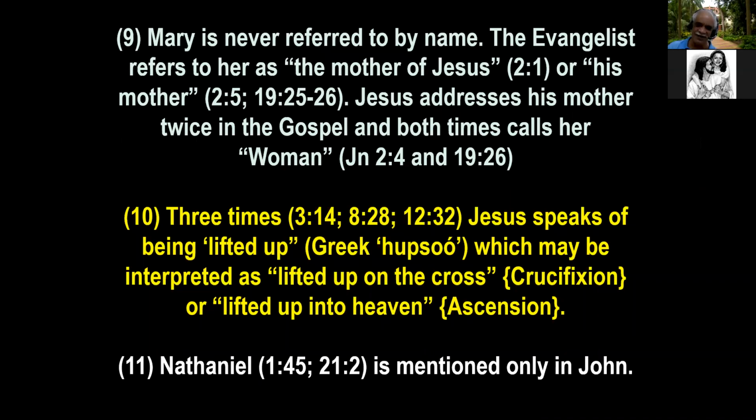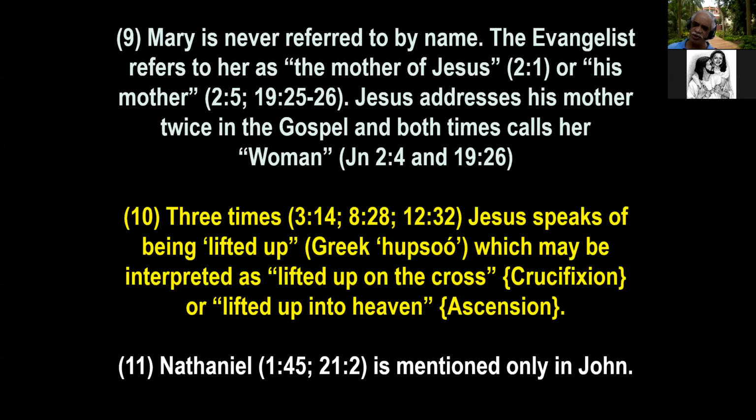The character Nathanael is mentioned only by the Gospel of John. Once at the beginning of the Gospel, when Jesus identifies him as an Israelite in whom there is no guile, and the other time in the last chapter of the Gospel when he is present with 6 other disciples at Lake Tiberias when they go fishing and catch nothing. Tradition has identified Nathanael with Bartholomew. And Bartholomew is a name mentioned in all the 4 lists of the 12 disciples, that is, in the Synoptic Gospels and in the Acts of the Apostles.